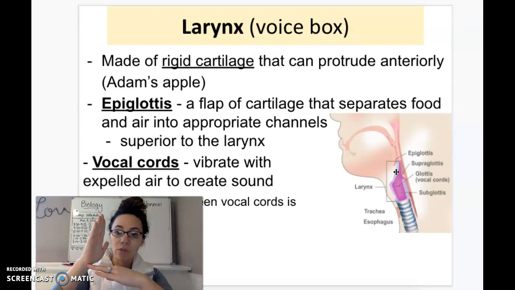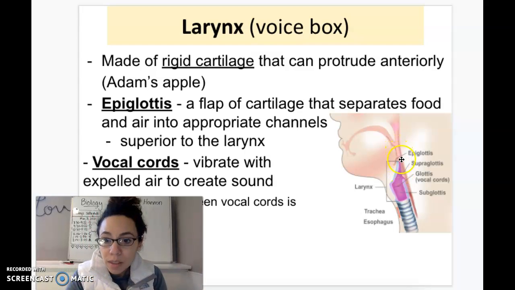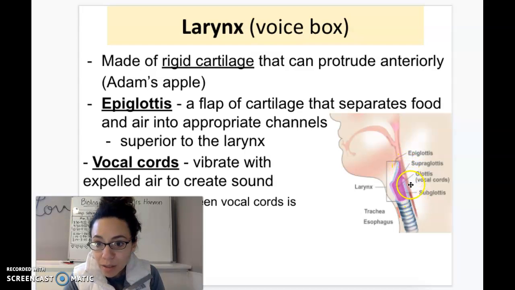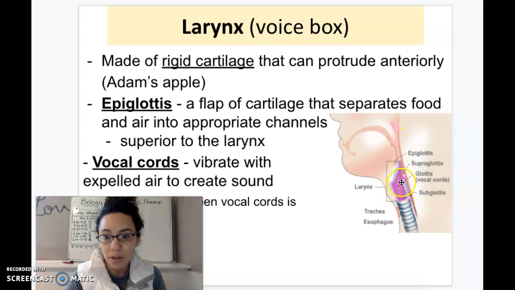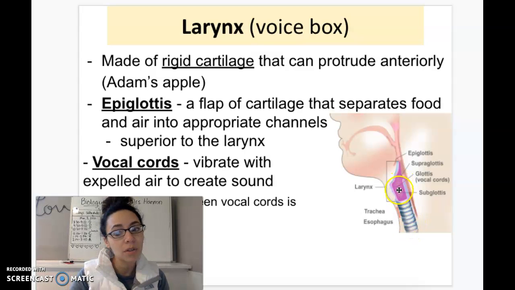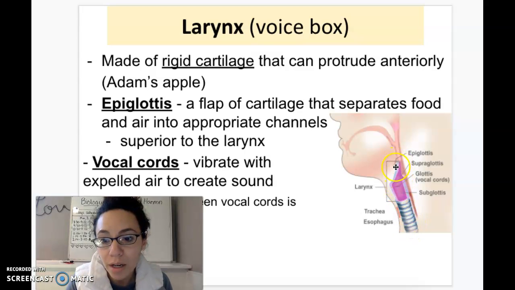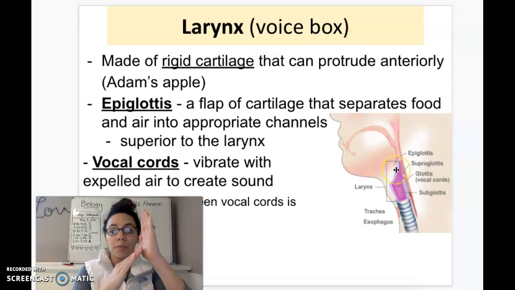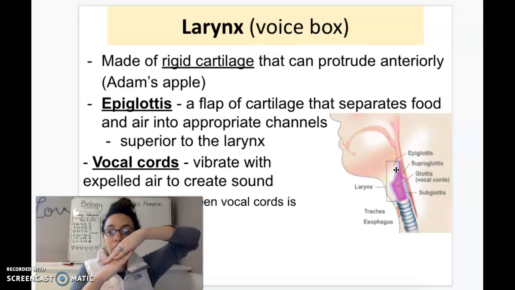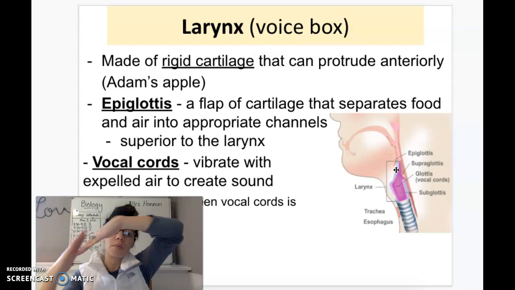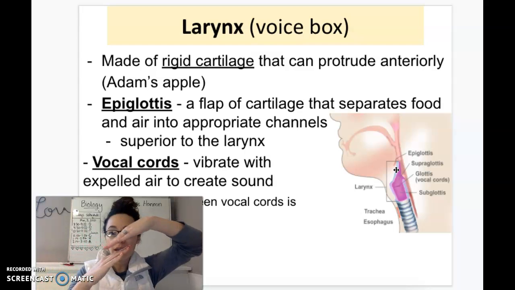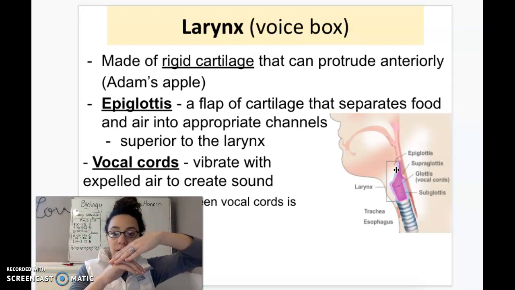So when you swallow food, it goes down the back. It's hard to see here, but the pink here goes to the stomach. This is the esophagus. The purplish color goes into the trachea, which goes into the lungs. So this epiglottis, this little flap of tissue here, kind of closes over the larynx so that food can go behind it and doesn't go into the lungs.